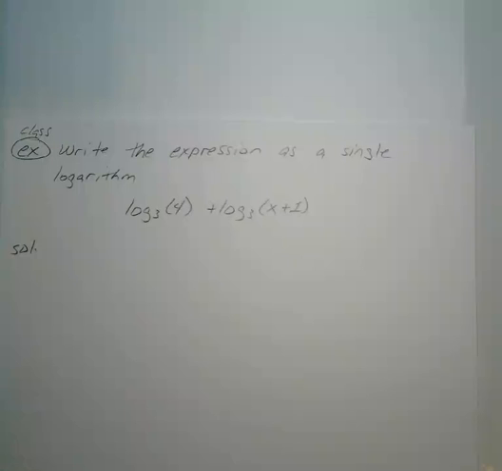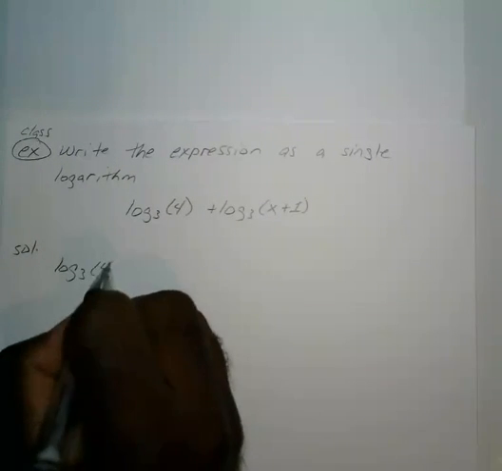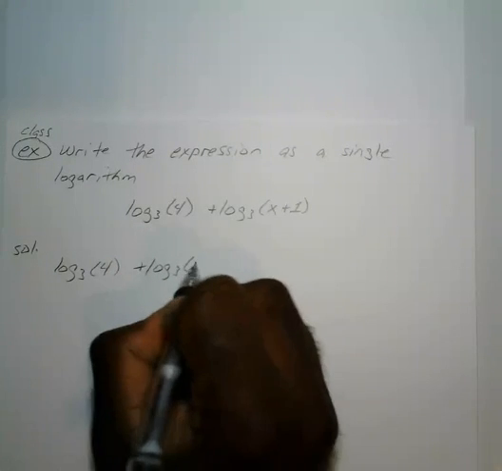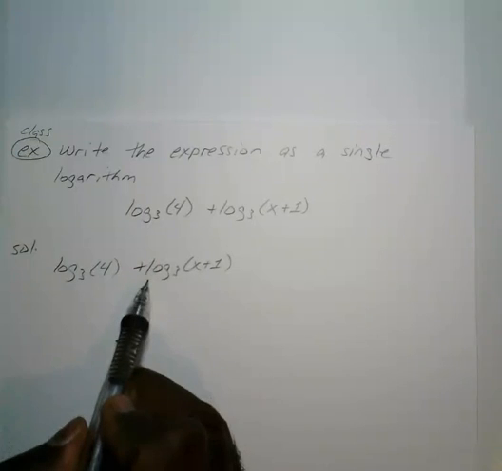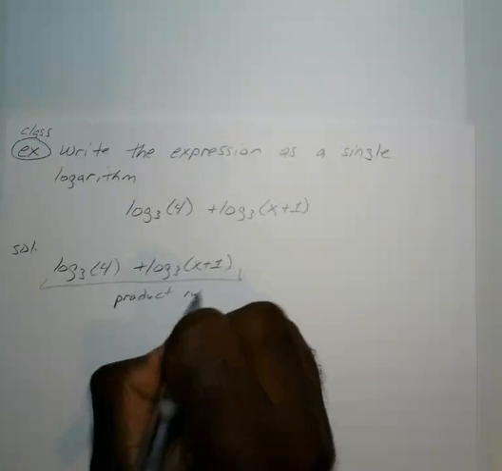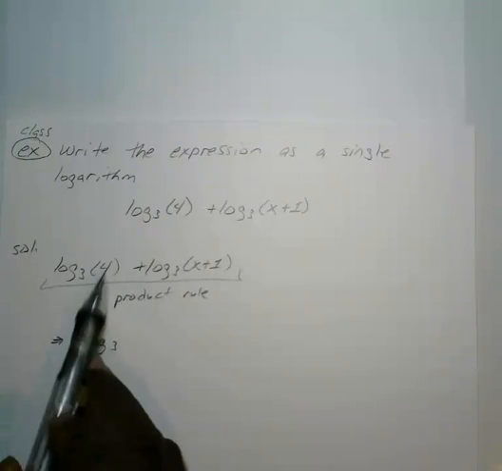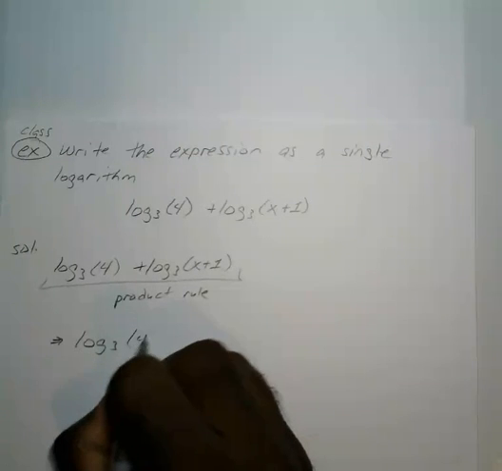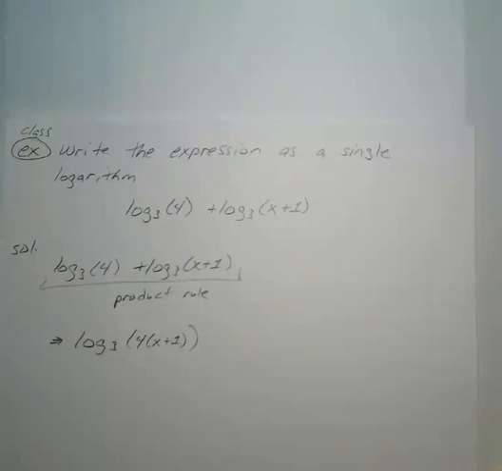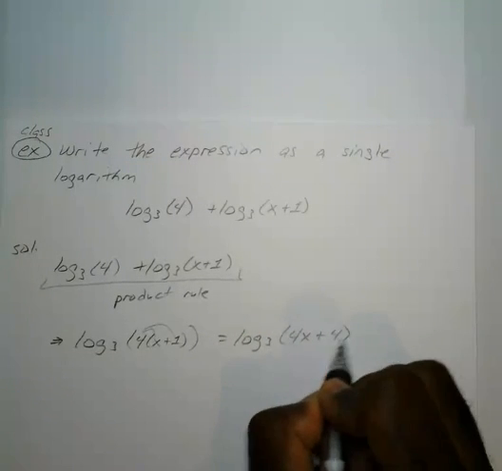Alright, so I'm assuming you've pressed pause and you've worked this one out. Probably should have done this one first before the other one, but we live and learn. Okay, so we have log base 3 of 4 plus log base 3 of (x plus 1). You have the plus sign. Remember, plus means the product rule. So that means you end up with log base 3 of 4 times (x plus 1). And if we distribute that 4 inside of there, we have log base 3 of (4x plus 4).